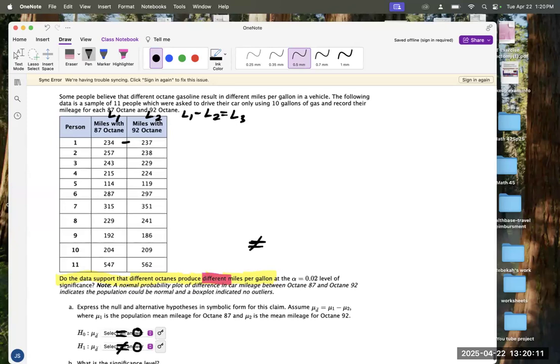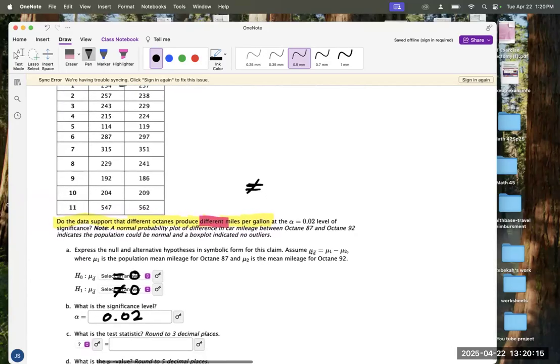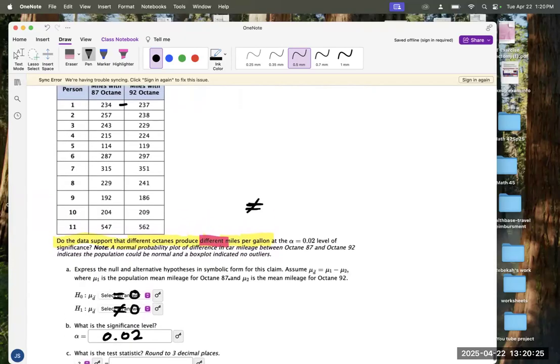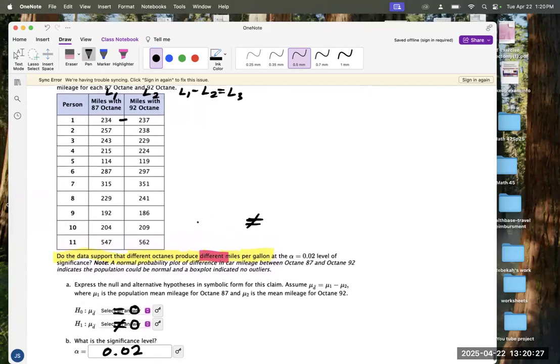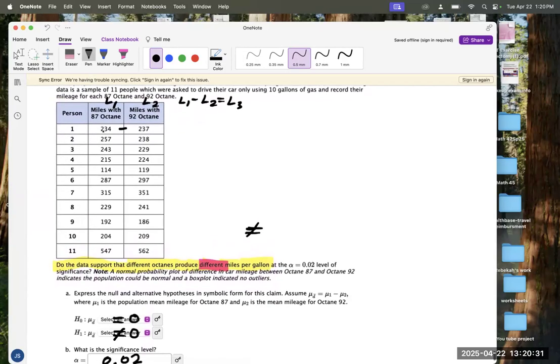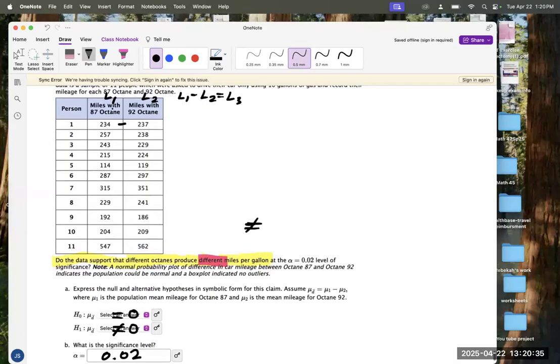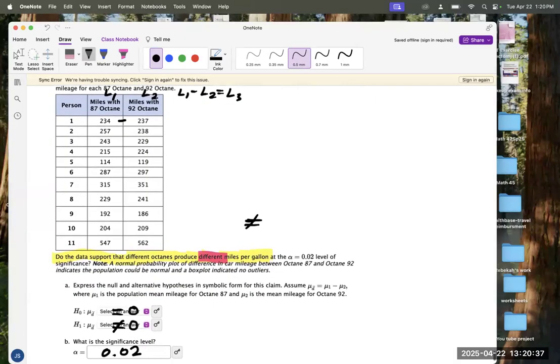And let's be clear here. They ask us to express the null hypothesis using the form, and then they want population 1 minus population 2, and then they verify that population 1 is the mean miles from the octane 87. So this is population 1. The first column is population 1. So L1 will be for population 1.